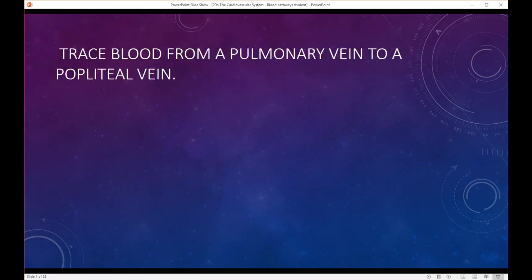Another one is to trace the blood from a pulmonary vein to a popliteal vein. See if you can do this. Hopefully the games that you're creating for one of your minutes will help you with this.